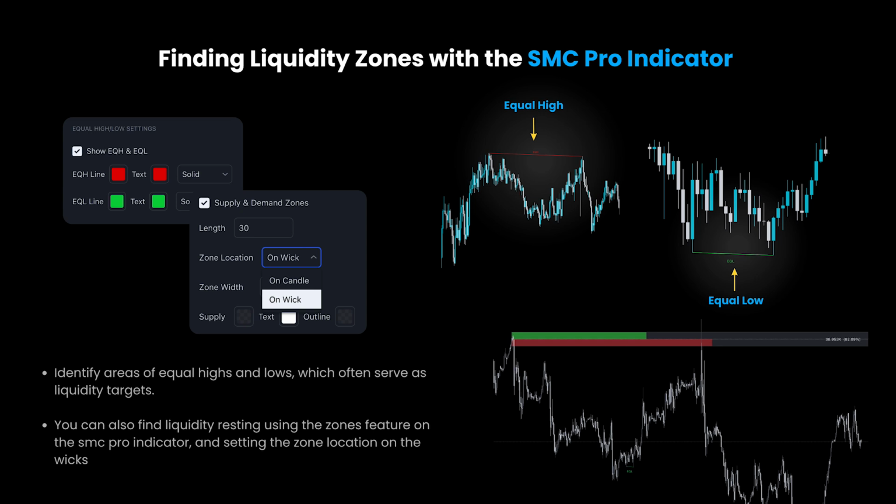If you have it on the wicks, you're looking for high liquidity zones. You want to identify areas of equal highs and equal lows, which often serve as liquidity targets. You can also find resting liquidity using the zones feature on the SMC Pro indicator and setting the zone location exactly on the wicks, just like I stated. Just like you can see in the picture on the screen, the zone is exactly on the wicks.